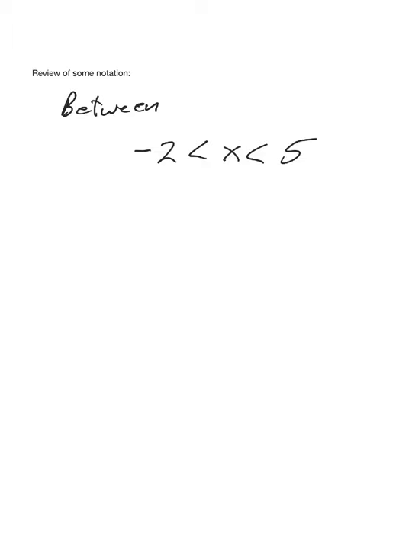So anyway, I want to review some notation. That's what it says up there. Some of the notation that we used, I'm going to start with what I call between notation. If you remember, it was a small number in the front, less than sign, x, less than sign, 5. We could interpret this as meaning what? X is between -2 and 5.